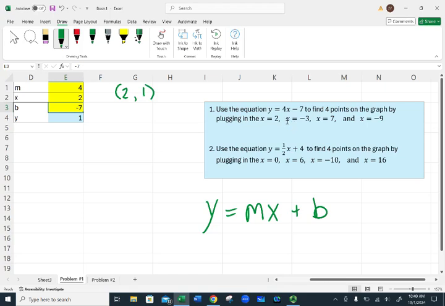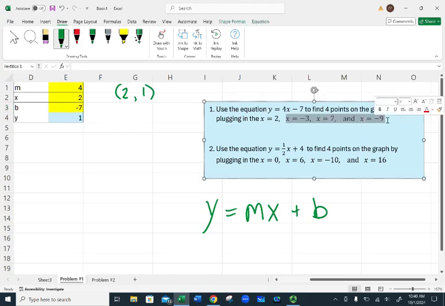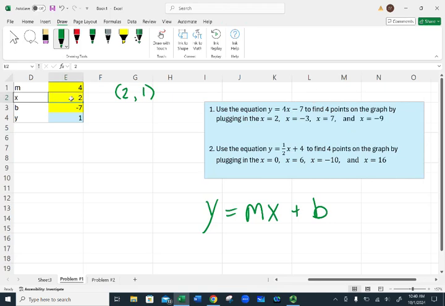Now, I have 3 more problems to do for number 1, 3 different x values. Now, this is the whole point here of making a template. When you change the yellow cells, Excel will automatically change the blue cell. So the m and the b aren't changing, but the x, that's changing. That's no longer 2. So I'm going to delete the 2 and replace it with a minus 3. And when I hit enter, you see the y value changes to negative 19. So negative 3, negative 19.